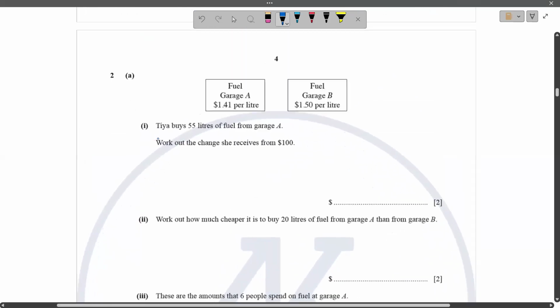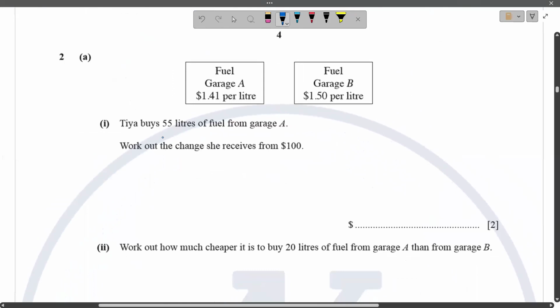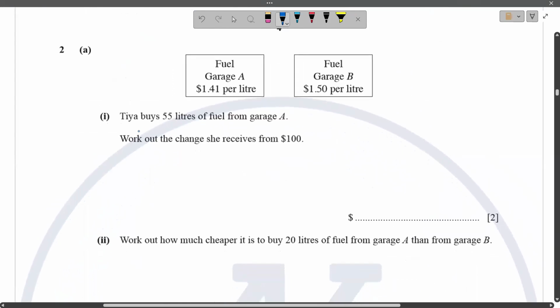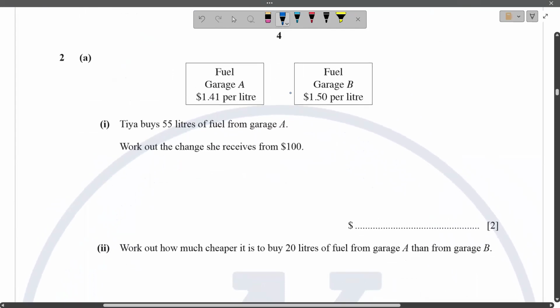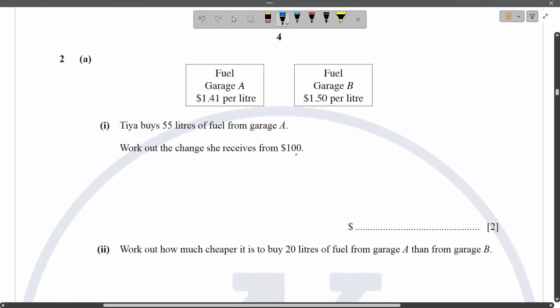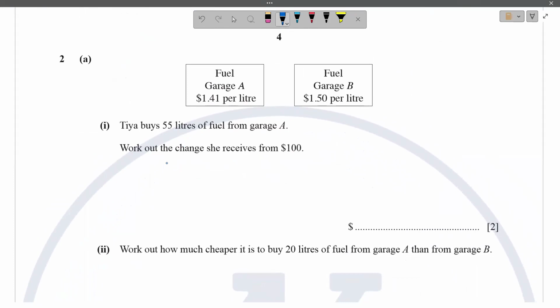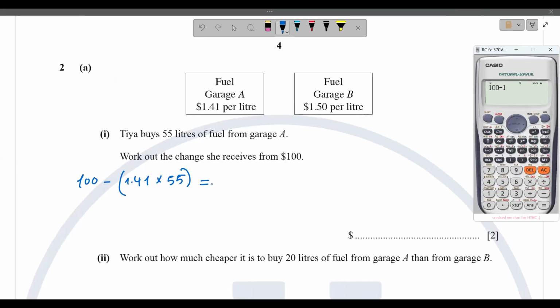Question number 2. Tia buys 55 liters of fuel from garage A. Work out the change she receives from 100. So here it's $1.41 per liter. So 1.41 multiply 55, and I'm going to subtract the answer from $100.